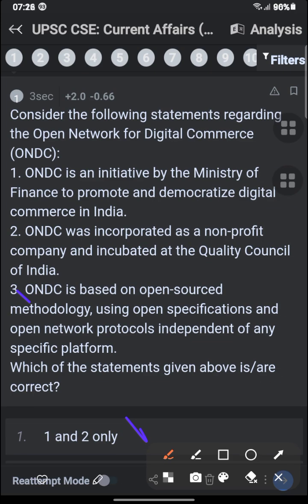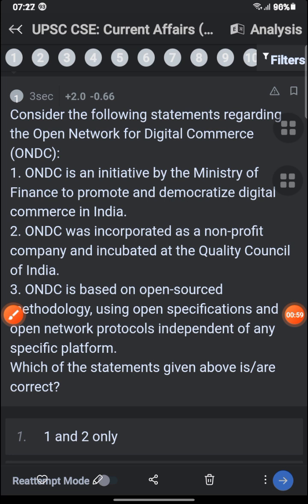Here some questions and examples are given. Objectives are also provided here. First, ONDC is an initiative by the Ministry of Finance to promote democratic digital commerce. ONDC was incorporated as a non-profit company incubated at the Quality Council of India. ONDC is based on open source methodology using open specifications and open network protocol.